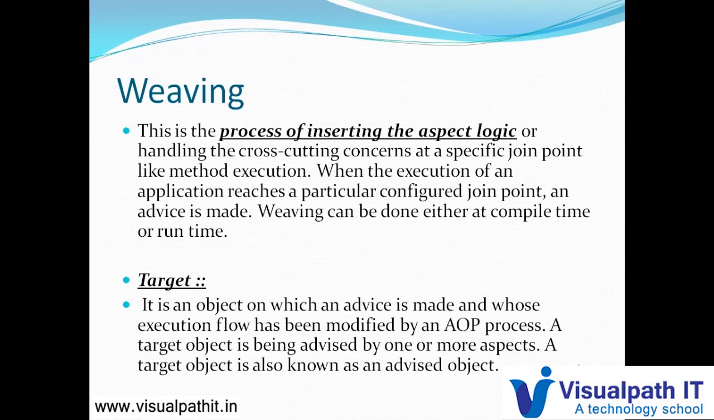Everyone, let's continue with the weaving process. Weaving is the process of inserting the aspect logic, or we can also say handling the cross-cutting concerns, at a specific join point, like executing a method. When the execution of an application reaches a particular configured join point, an advice is made. Pointcut specifies when an advice should execute and identify a join point. As a result, the weaving is complete. Weaving can be done either at the compile time or the run time.